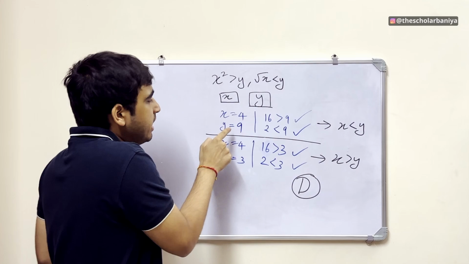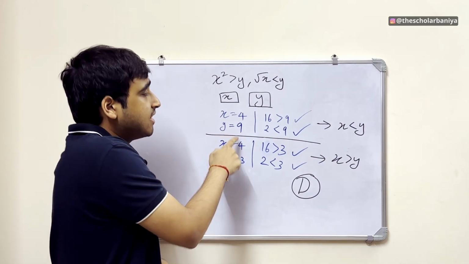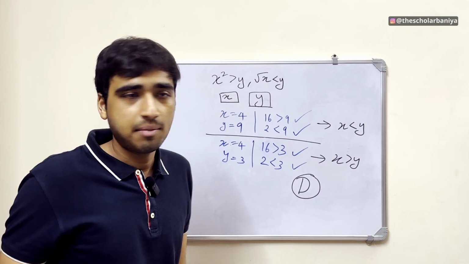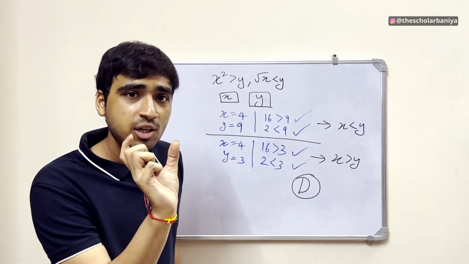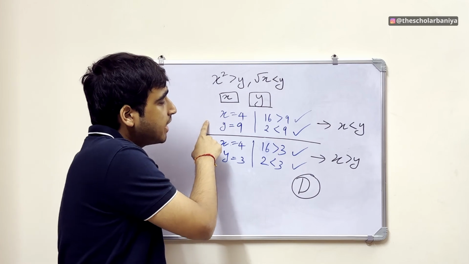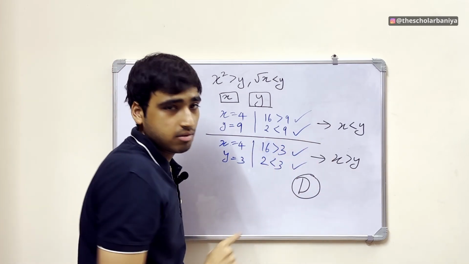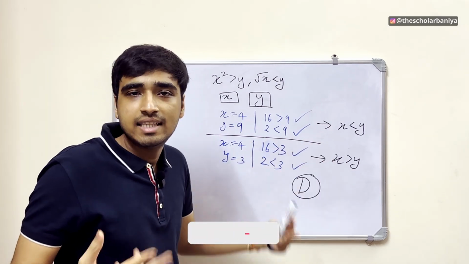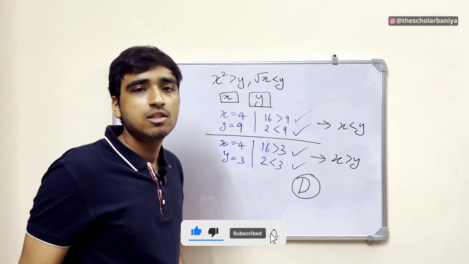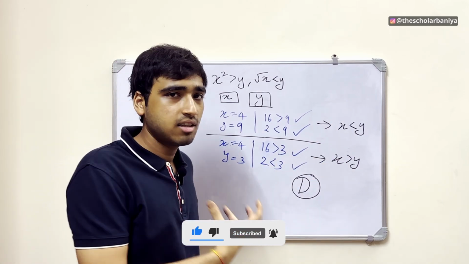Because for example, if I would have taken y equal to, let's say, 13, then I would have still got this answer, for example. So I have to take a value in such a way that I satisfy this, but I also satisfy the other way around. And if we are able to do that, then we can say that since both are possible, the answer will be D. So that is the approach you have to take in such questions.